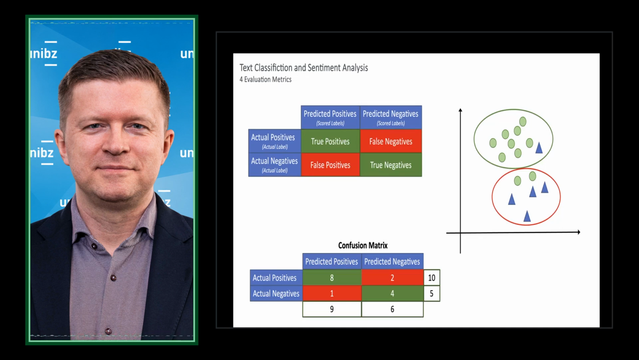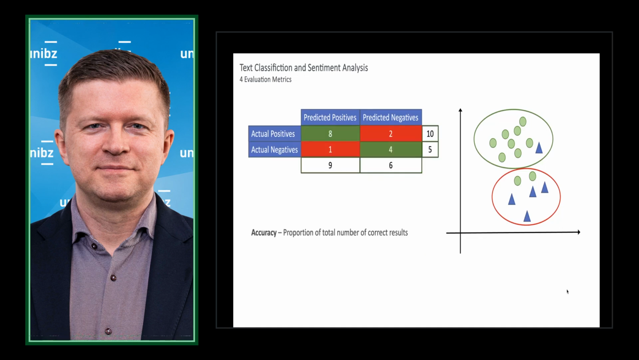So let's take a look at the different metrics we can now calculate with these numbers. And we start with the accuracy. The accuracy is nothing but the proportion of total number of correct results. So the sum of the green numbers, that's the true positives and true negatives, divided by the number of total observations. So we have, in this case, 8 true positives plus 4 true negatives divided by 15. Hence, accuracy will be 80% here, right?